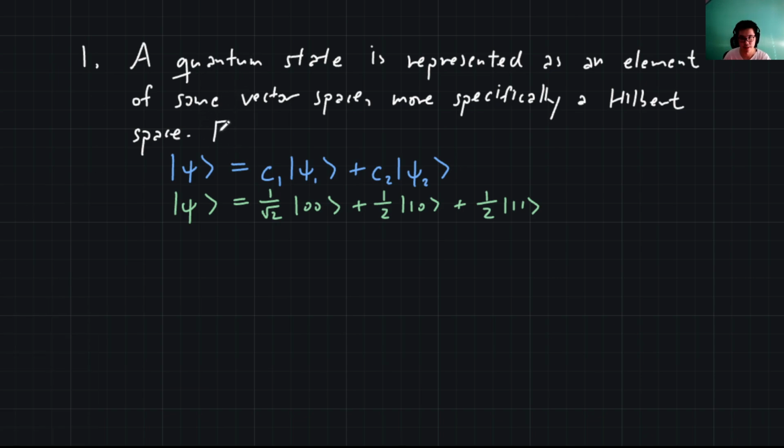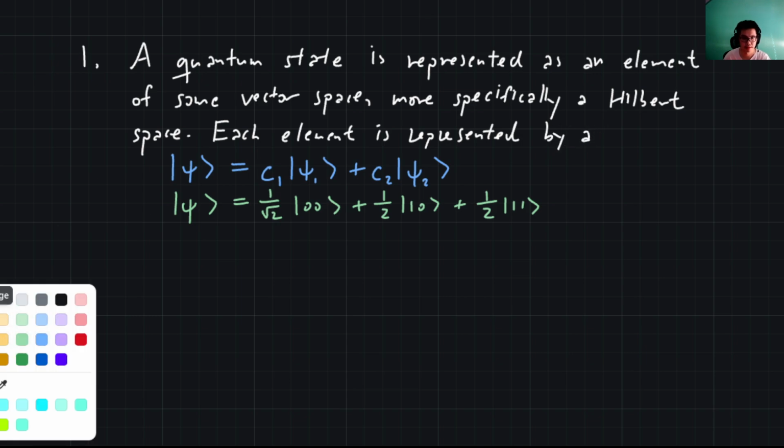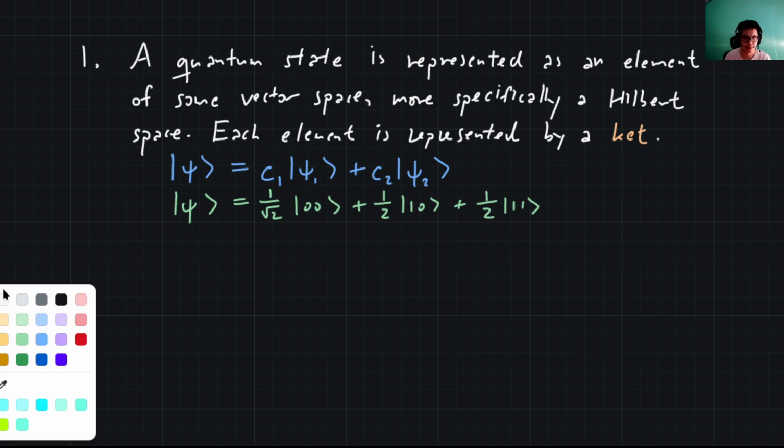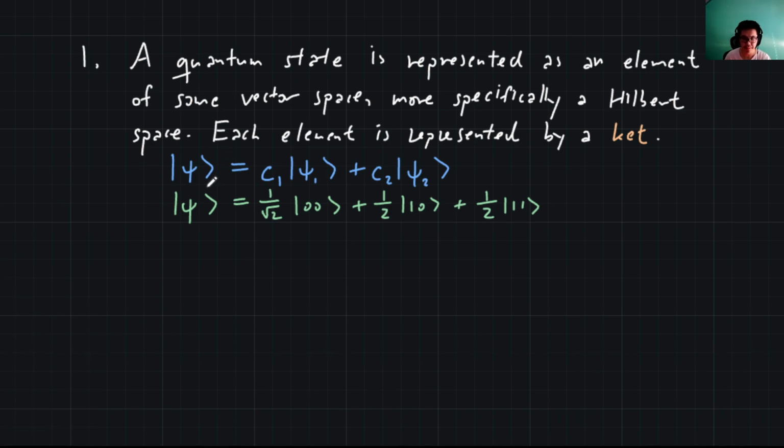Each element is represented by a ket. And also it supports the inner product. So the inner product would be some scalar.